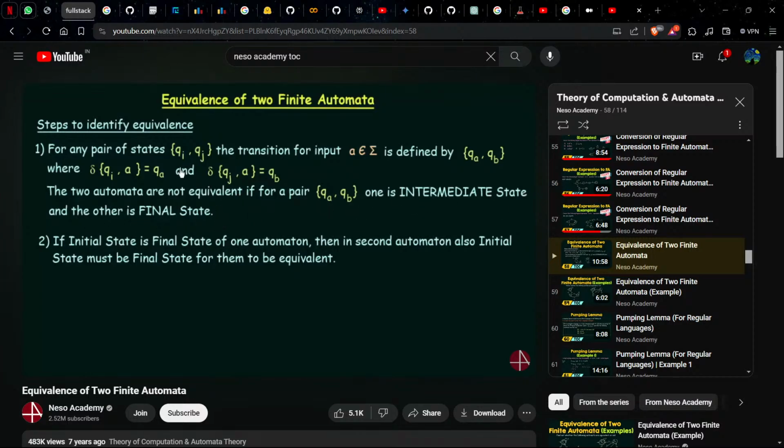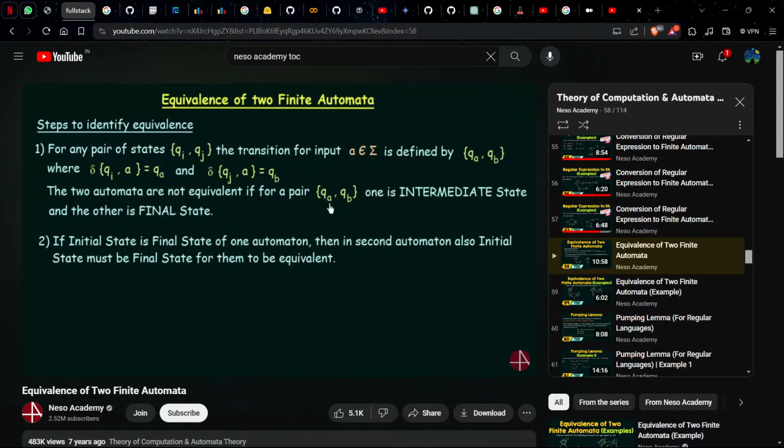So what we mean by this is that suppose we have two automata, and from the two automata we select pairs of states, one from the first automata and the other from the second automata, and let's say we get a pair qi, qj. Then let's say we have input a which is there in both automata, and we will see the transition of these pairs on getting the input a. That means where does this qi from the first automata go to on getting input a, and where does the state qj from the second automata go to on getting this particular input a. And let's say that qi goes to qa and qj goes to qb on getting this input a in both the automata.